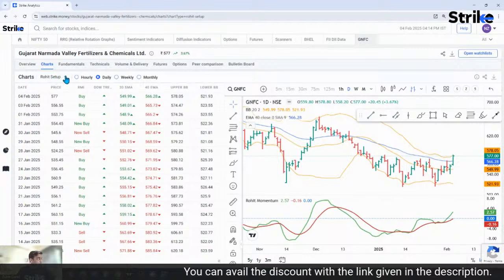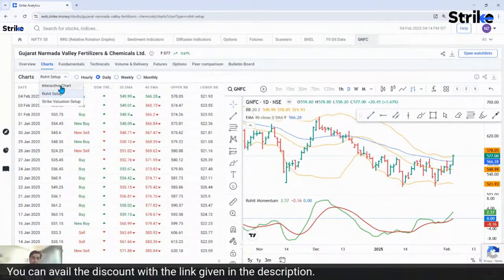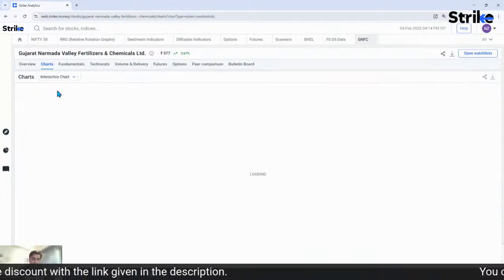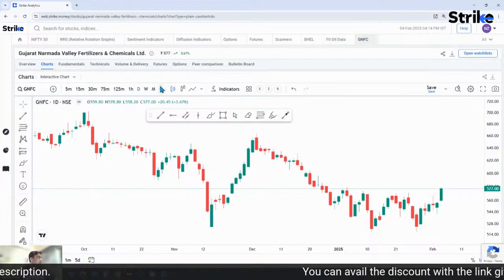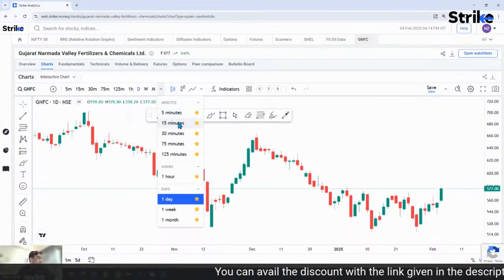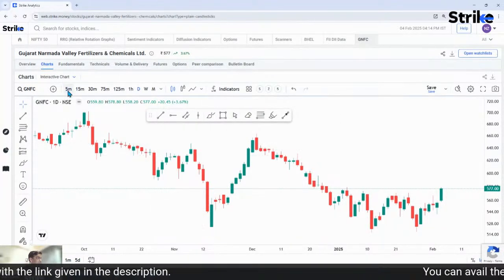If you want to look at the intraday time frame, you come here and click on interactive chart. In the interactive chart, you can see all these minutes: 5, 15, 30, 75, 125 minute, 1 hour, 1 day, 1 week, and 1 month. These time frames are available. You can mark them with a star so that you get a shortcut displayed over here.